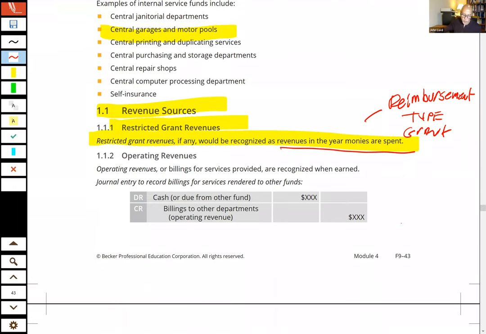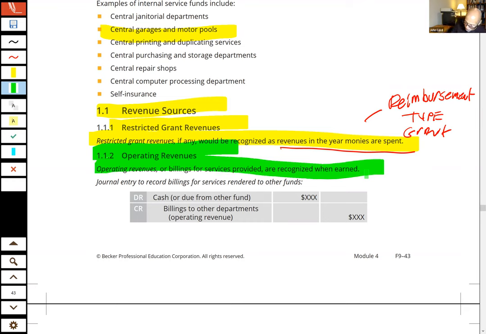Now, more interestingly here, operating revenue, okay? Operating revenue is for billing when earned, when you provide the service. So notice, guys, flashcard that billings is the name for the operating revenue account. I ask you to flashcard that because billings might sound like a receivable, right, if you don't think about it carefully in the context of the internal service fund. No, billings is a revenue account. Make sure you've got this, the name of the operating revenue account.